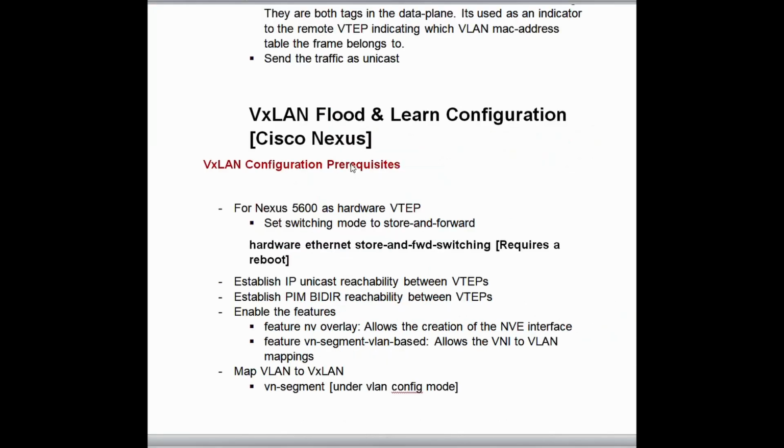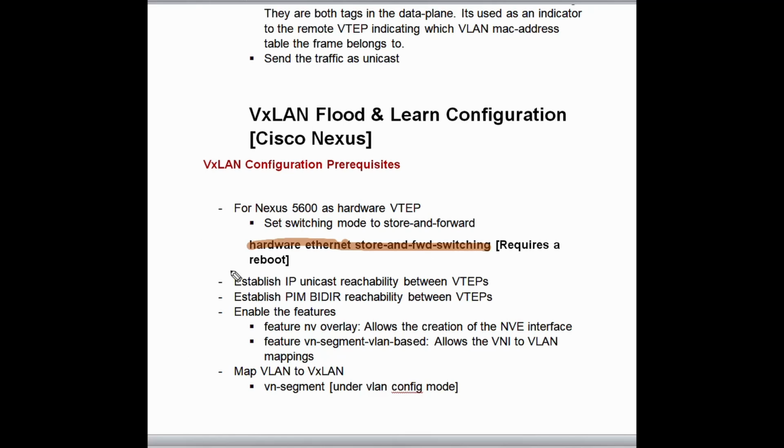So friends, let's now go over VXLAN Flood and Learn configuration from a Cisco Nexus perspective. And for Nexus 5600, when it is used as a hardware VTEP, we need to change the switching mode to store and forward. So before we start planning for VXLAN on a Nexus 5600 platform, we need to run this command, which is hardware Ethernet store and forward switching. And once we have applied this config, the switch needs a reboot. So this is something which must be considered before you start rolling out VXLAN on Nexus 5600.